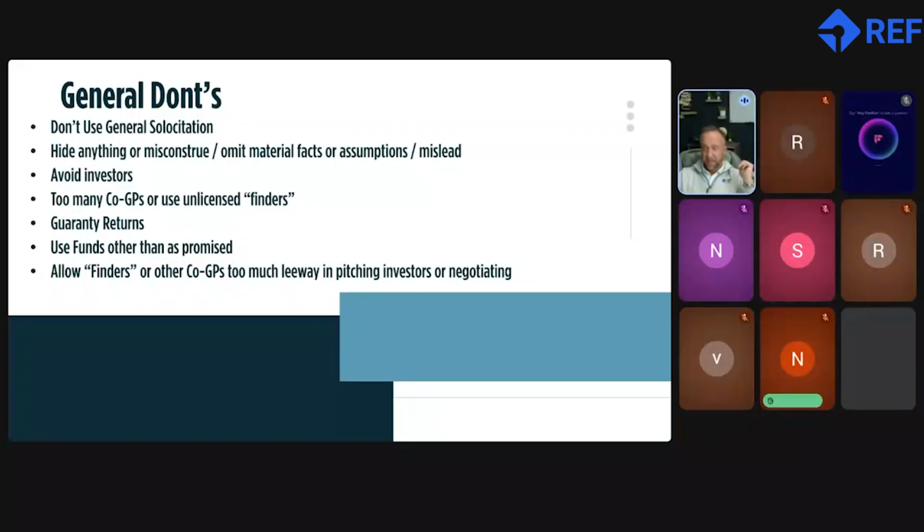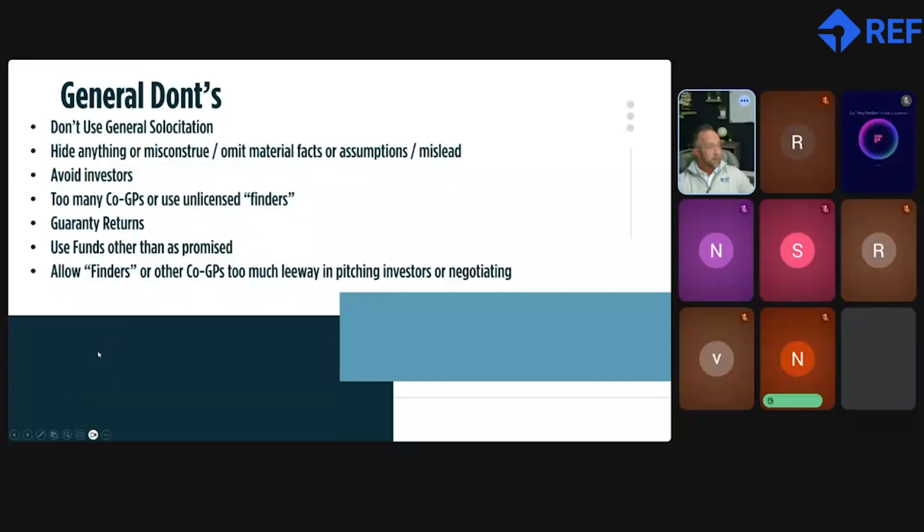But the good news is that this is something that's been needed for years, and the SEC is finally realizing that and working on a proposed rule that hopefully we can get implemented within the next year. So that would make access to capital even easier, hopefully. Always make sure you don't guarantee any returns or use funds other than as promised.